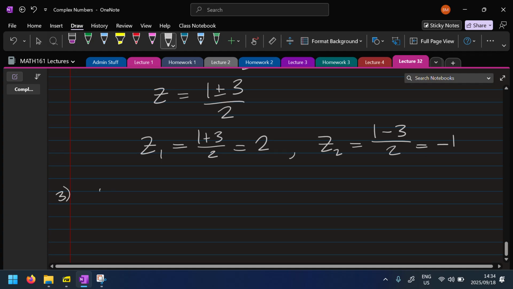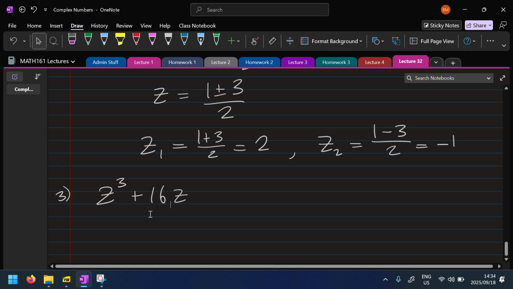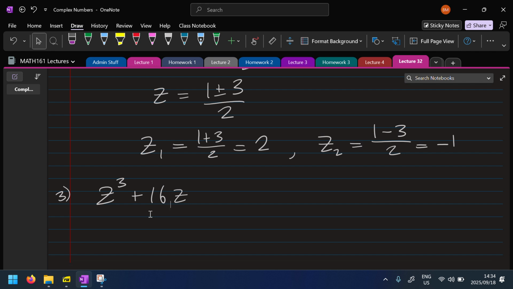So number 3, we have Z cubed plus 16Z. So what's the question going to ask us? Factor the polynomial, find the roots, that kind of thing. So we have Z cubed plus 16Z. It's Z cubed, so we should have 3 answers in the end. So let's set this to 0. We can do some simplifying. So this is Z cubed and Z. They both have a factor Z there, so we can take that out.